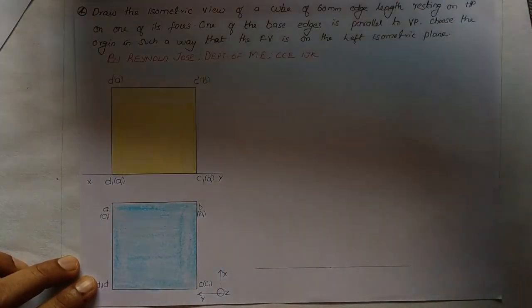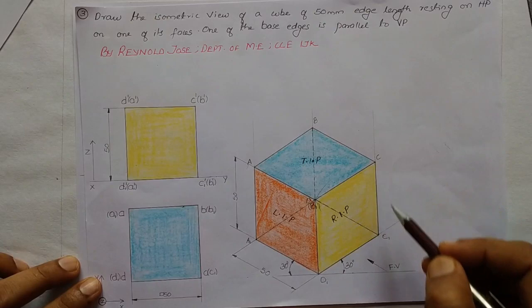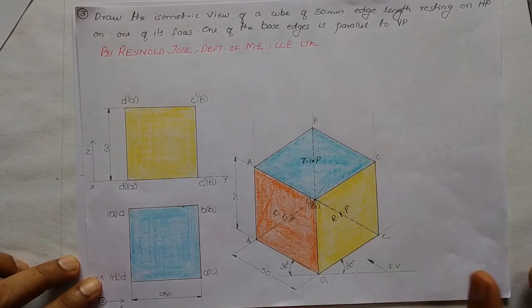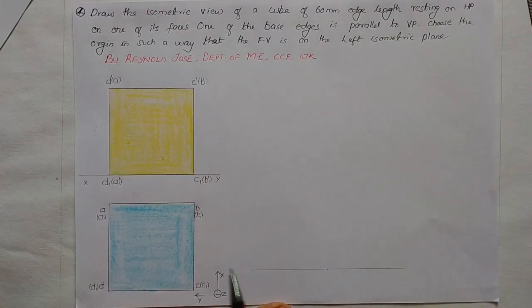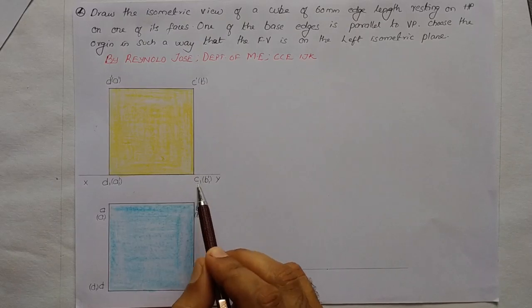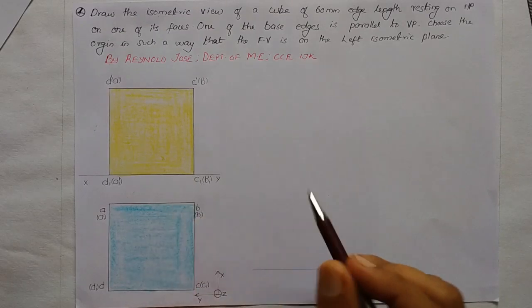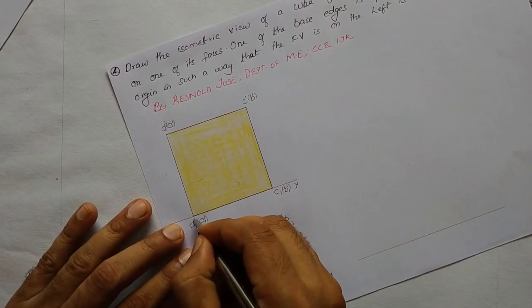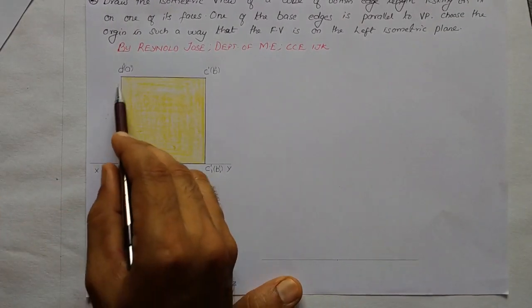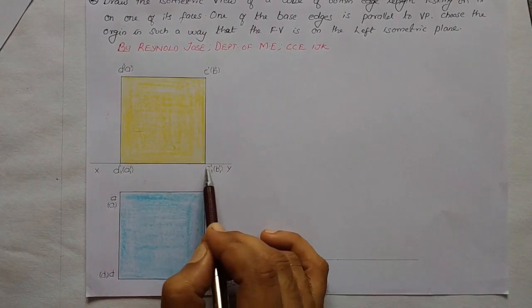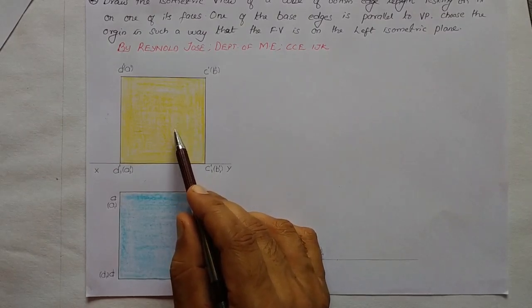So when c1 is taken as the origin, this front face, that is d1 c1 c, will be on the left isometric plane. Let us go through the procedure. As I have mentioned, we have to take point c1 as the origin. Please notice that the front face is on the left hand side of c1. Sorry, this point is d1' and c1'. This front face is on the left hand side of c1, so if you take c1 as the origin, the front face will be on the left isometric plane.